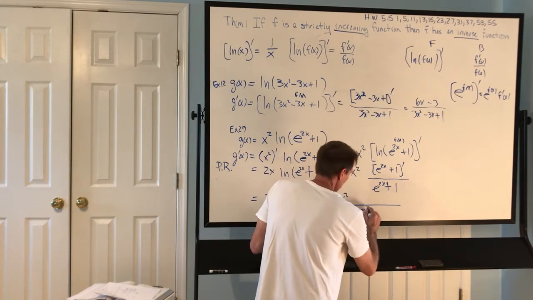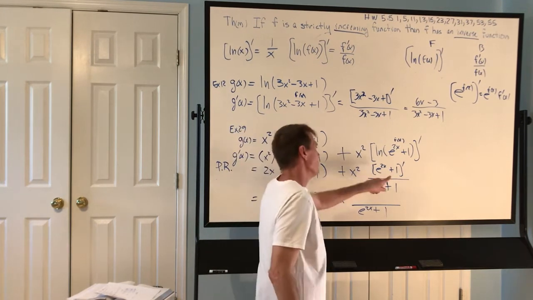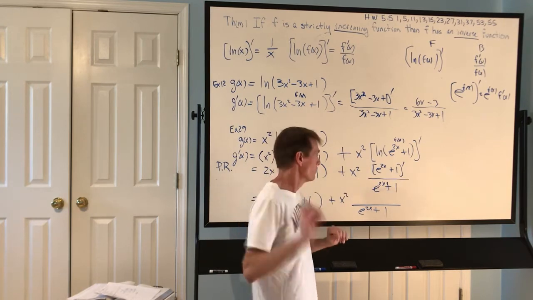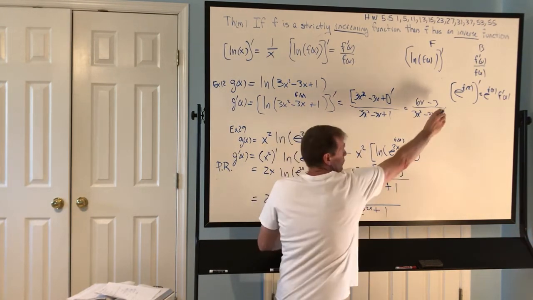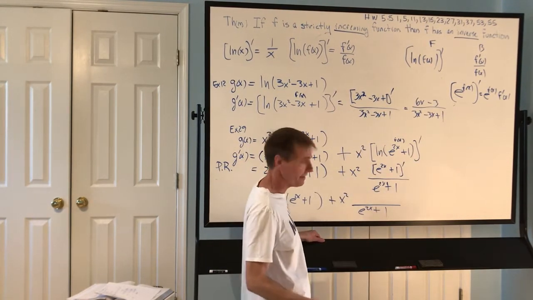This guy, just writing it down, no work to do there. Done. Okay, what's the derivative of the 1? So that's 0. Now let's take the derivative of this.